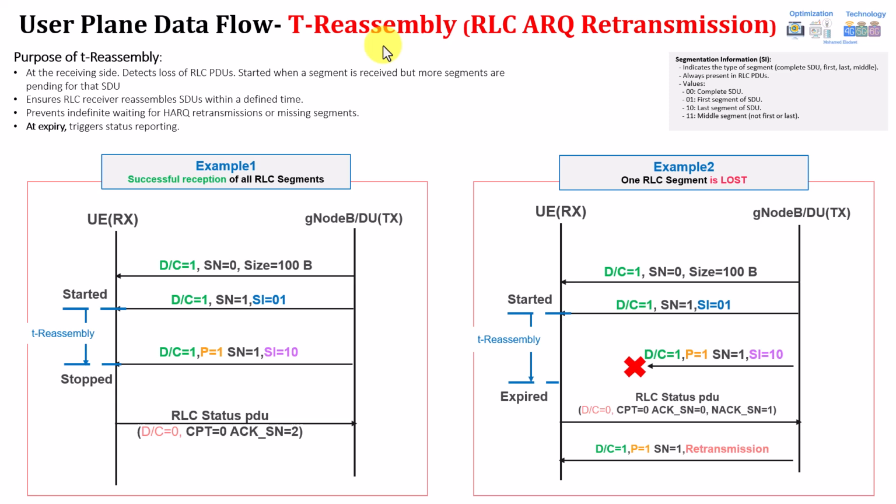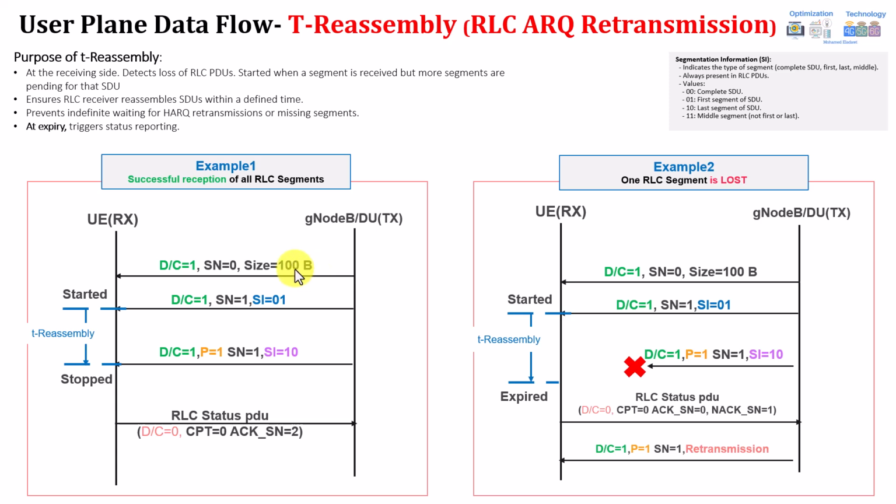And if this timer expires while doing the reassembly, the receiver will then send a status report, telling it, for example, I didn't receive this and that. Let's see with an example. The first example, number 1 here, assumes all the transmissions were successfully received, all the RLC segments. I'm assuming for sure this is a segmented RLC. As you can see for this example, initially unit B, the transmitter, sent data with sequence number 0, size 100 bytes.